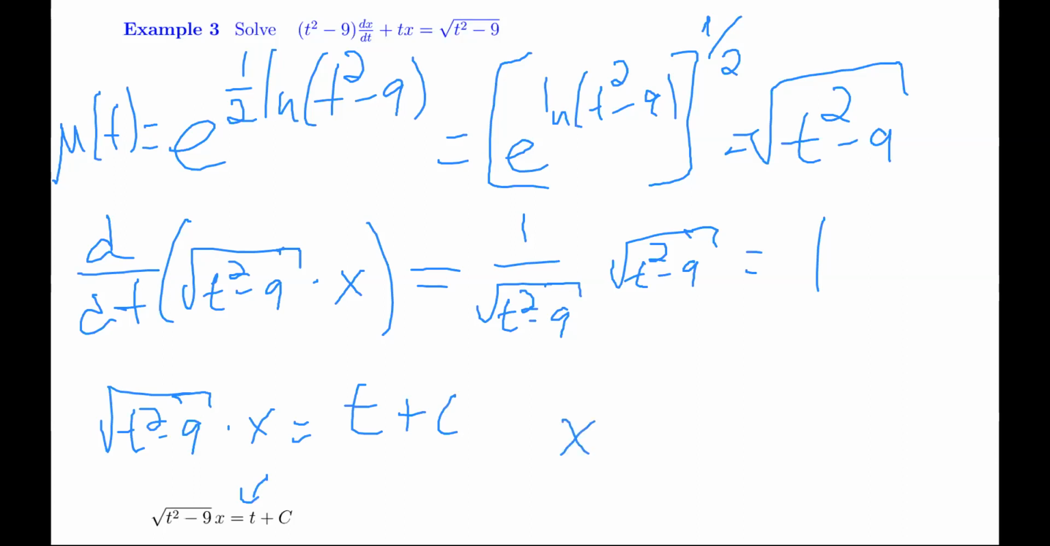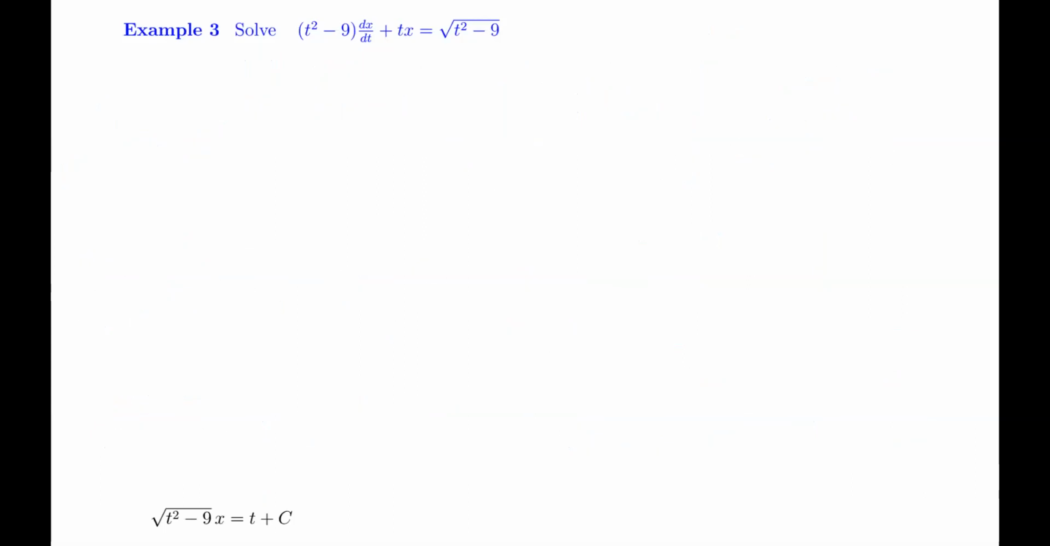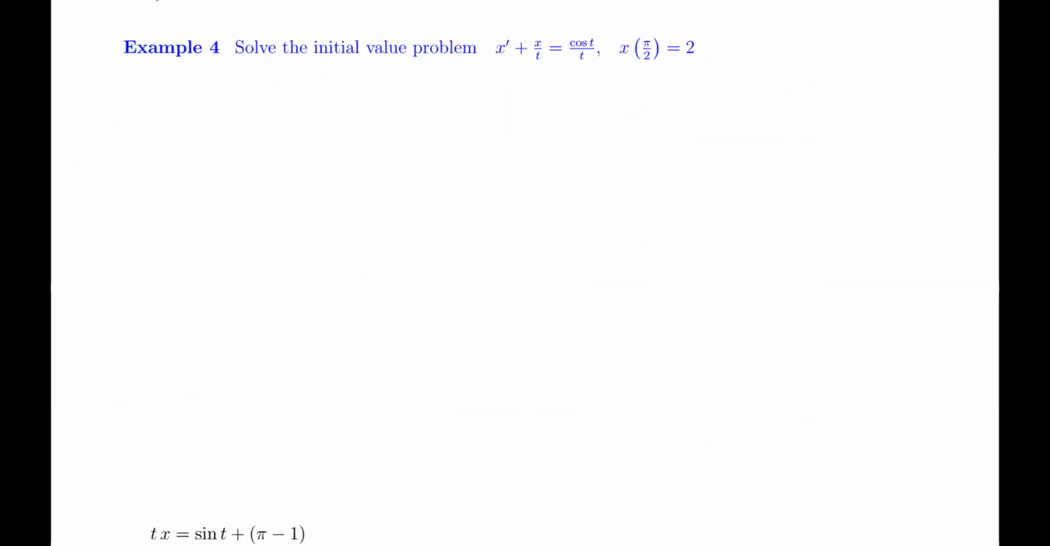But really, we want to solve for x. So this is t over root t squared minus 9 plus c over root t squared minus 9. And that is the solution to our differential equation. We have one more example we're going to run through here. And so let's do that now.